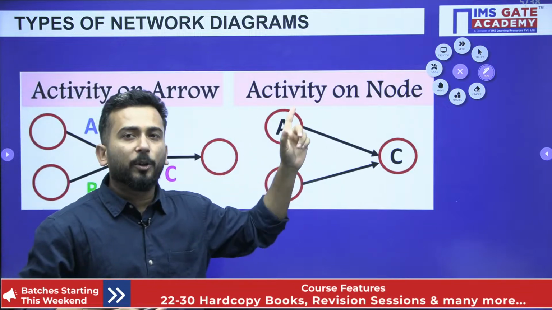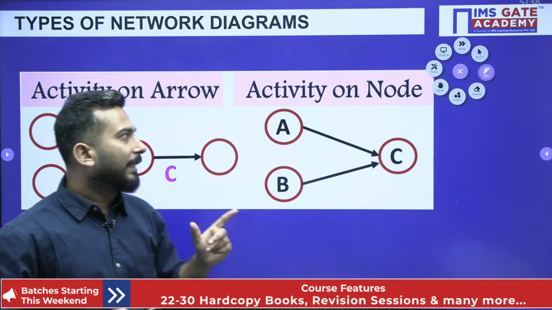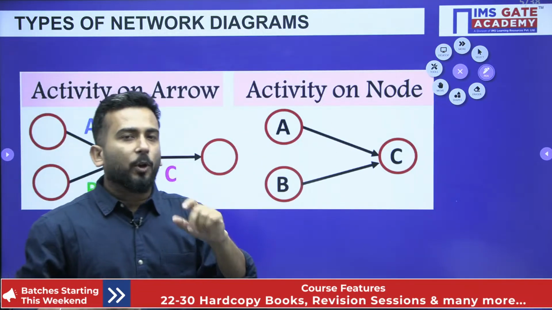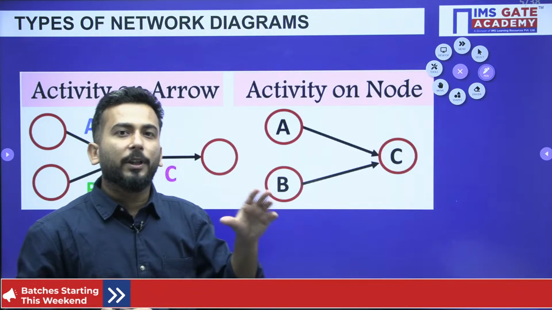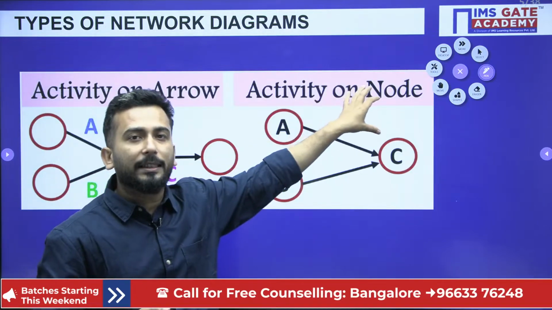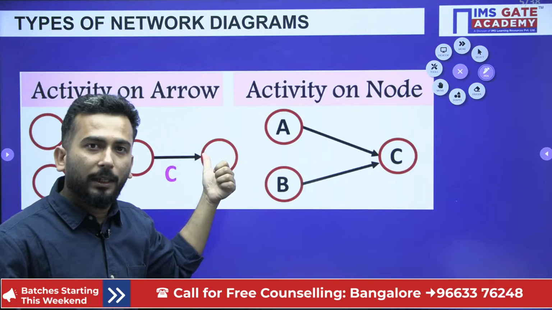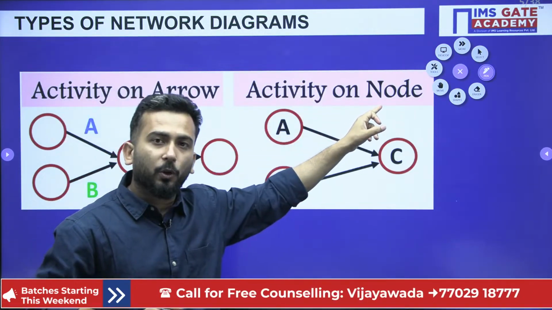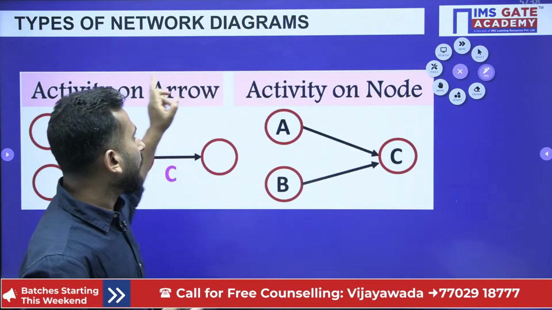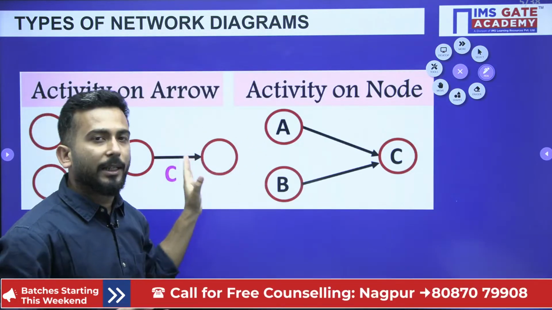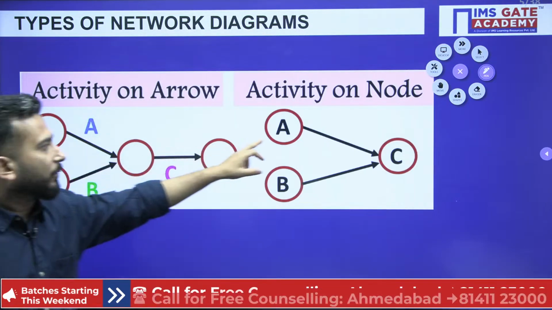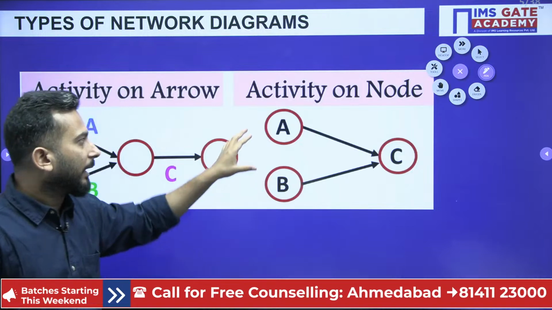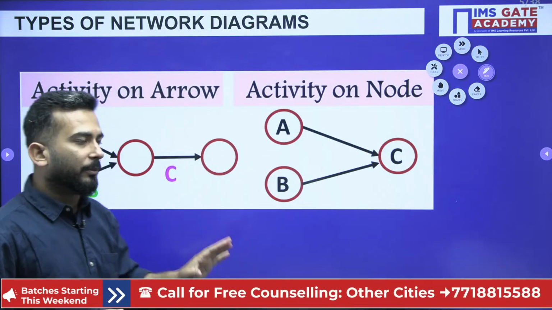But what about activity on node? I am not saying it is not important. It is important. In fact, questions have come, but you will not encounter this as much as activity on arrow. That being said, you should also know how to draw this, and for that matter I have given this as an example. You can clearly see how I have represented activities on nodes. Fine. We will see that later.